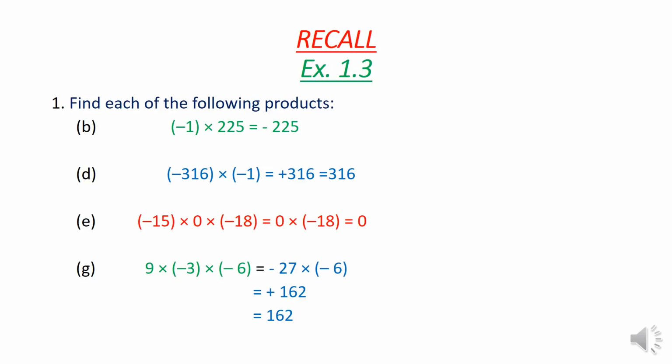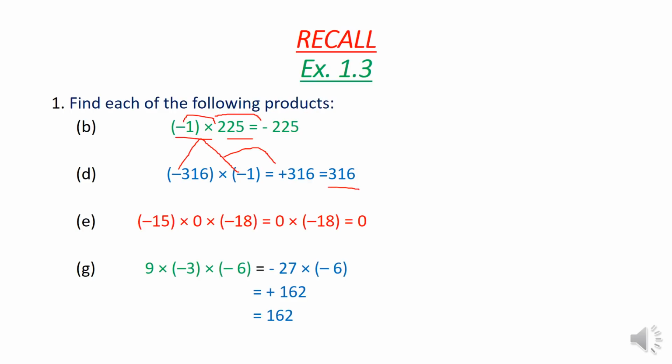Question B was like this: minus 1 multiplied by 225. Here minus multiplied by plus gives the answer in minus, so the answer will be minus 225. Now let us see the next question: minus multiplied by minus. This will become plus, and 316 multiplied by 1 gives the same 316. So the final answer will be plus 316.